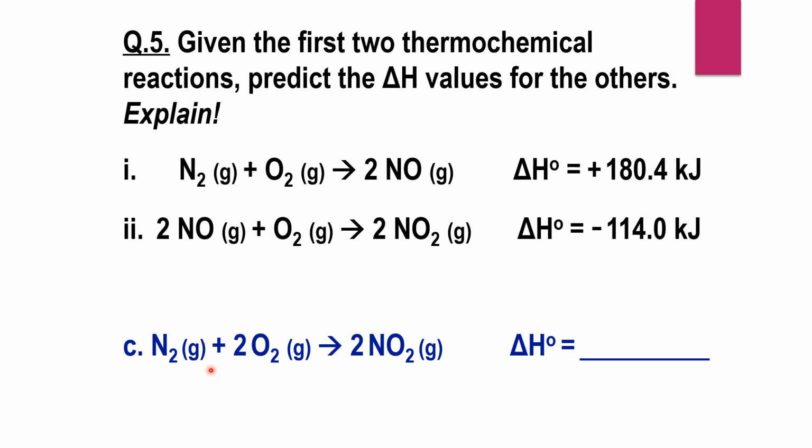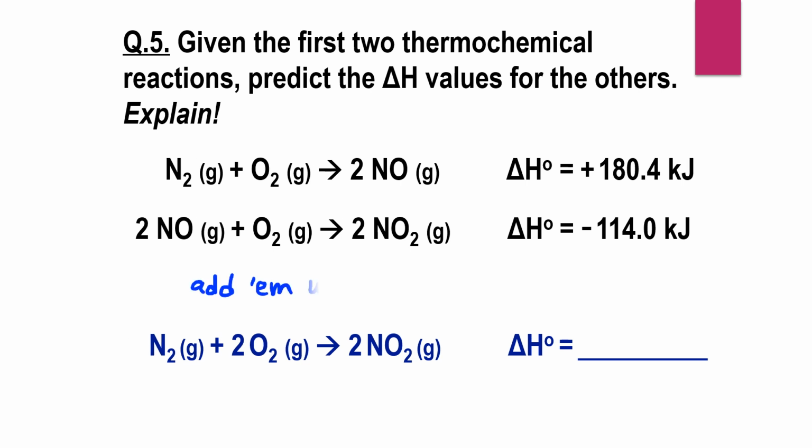Then we now start looking at the reactants. What are we looking for? We want two O2s. We want N2 to end up on our reactant side, but we want to dismiss the two NOs on our reactant side for the second chemical equation. So what we will do, we will simply add both of these equations together. We're going to add them up.